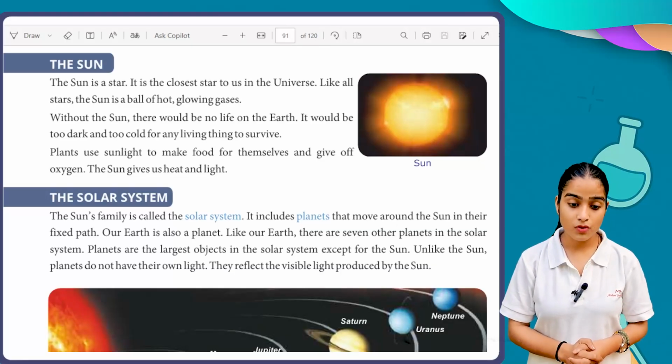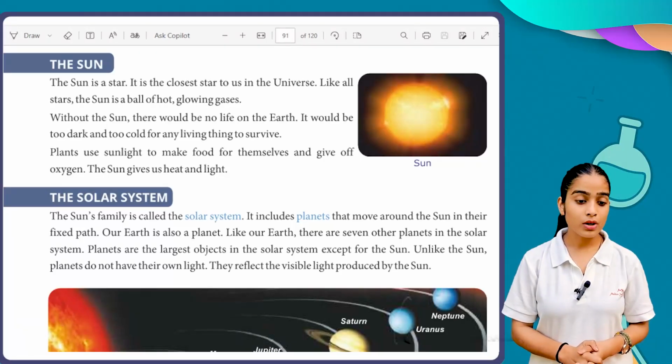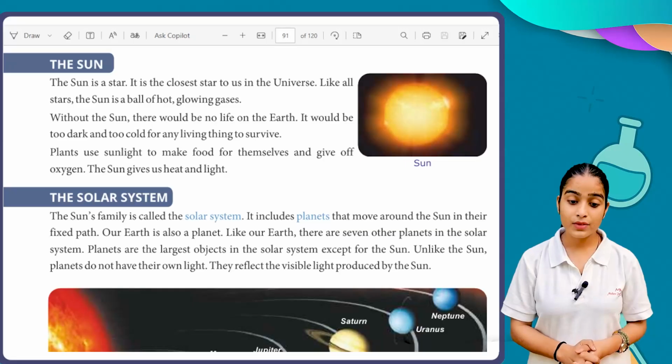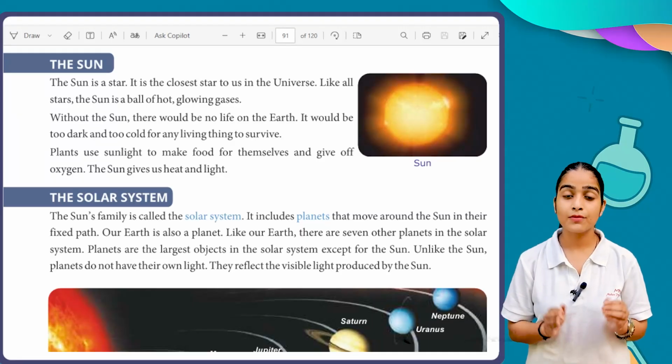Planets are the largest objects in the solar system except for the sun. Unlike the sun, planets do not have their own light. They reflect the visible light produced by the sun. So all the planets we have in the solar system don't have their own light.